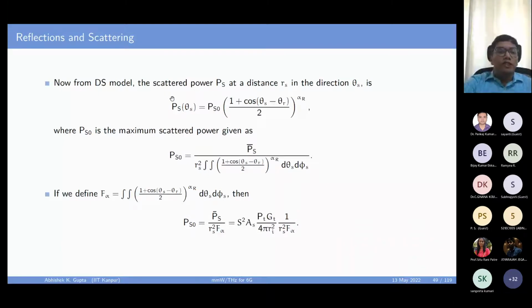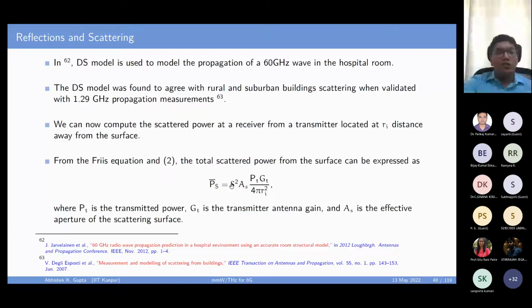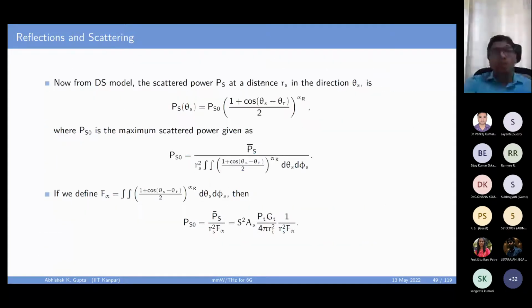So that is the total power. Now using this DS model, you can say that in a particular direction theta s the scattering power is given by this. To compute this Ps0, we can normalize it. We integrate it with respect to theta s and make it equal to the total scattered power Ps. When you do that, you get Ps0 equal to Ps divided by this.